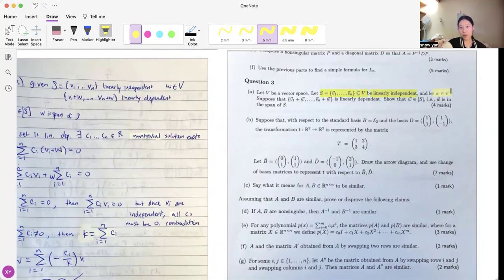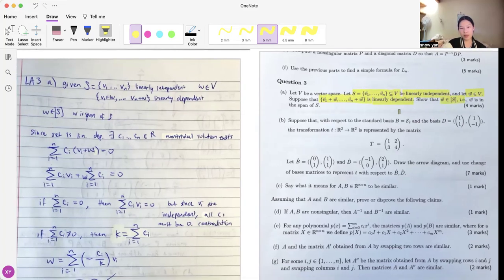And let W be inside of V. Suppose that each v plus W is linearly dependent. Okay, so that's interesting, like adding one thing to everything turns it dependent. Show that W is in the span of S. Yeah, W is in the span of S.